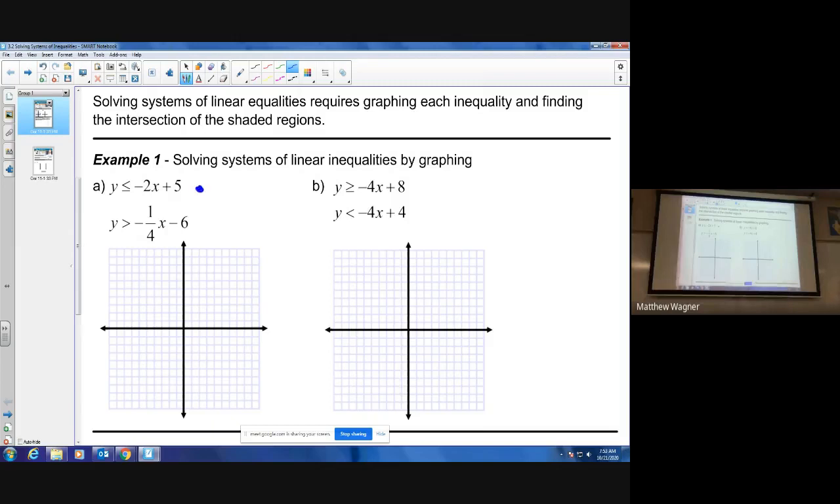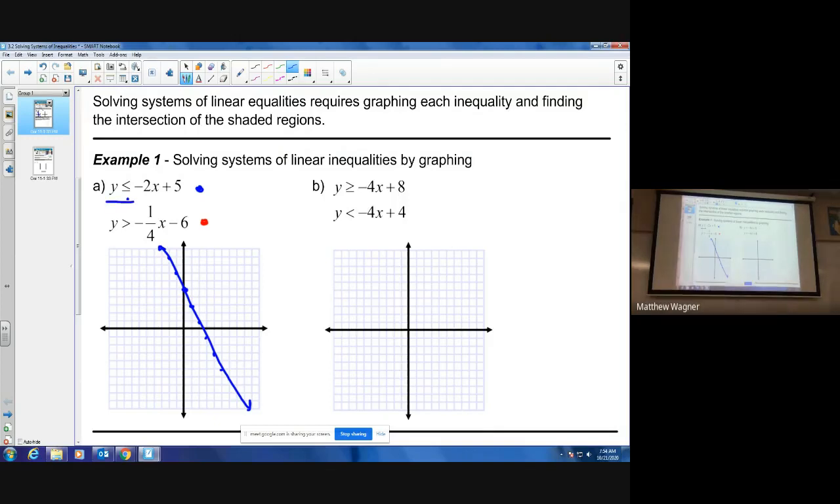I'll show you as we go through things here. So let's just start. Our blue line, we have a solid boundary line. Our y-intercept is 5, 1, 2, 3, 4, 5. And our slope is -2, down 2 over 1, down 2 over 1, and then up 2 left 1. Bam, like butter. Question is, which way are we going to shade?